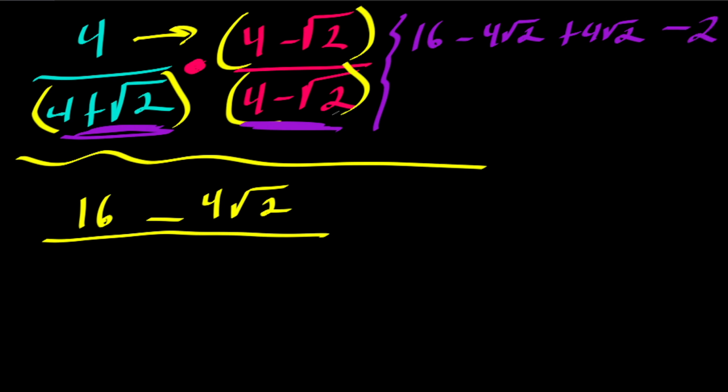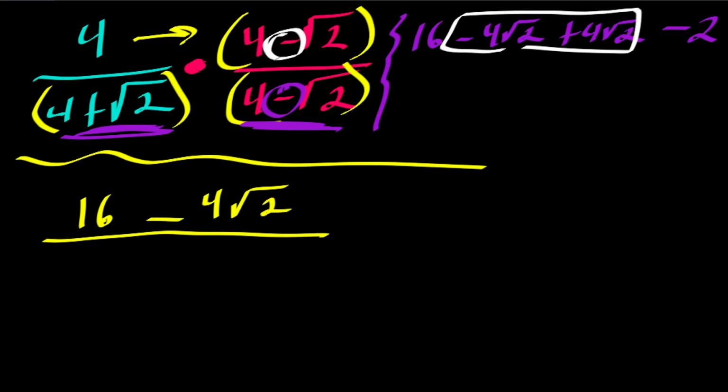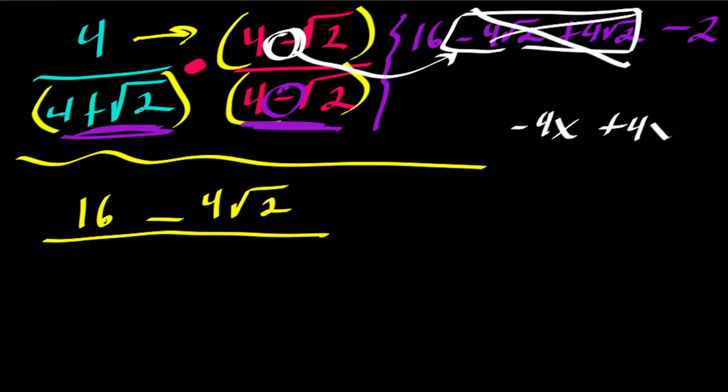But then we're going to have our minus sign because it's a positive times a negative. Now, notice what happens in the middle. The whole point of us multiplying by this conjugate is to make this part happen. Negative 4 radical 2 plus 4 radical 2 actually cancels. It would be like saying negative 4x plus 4x. It would give us 0x, which is just 0. And in this case, negative 4 plus 4 would give us 0 square root 2, which is just 0.